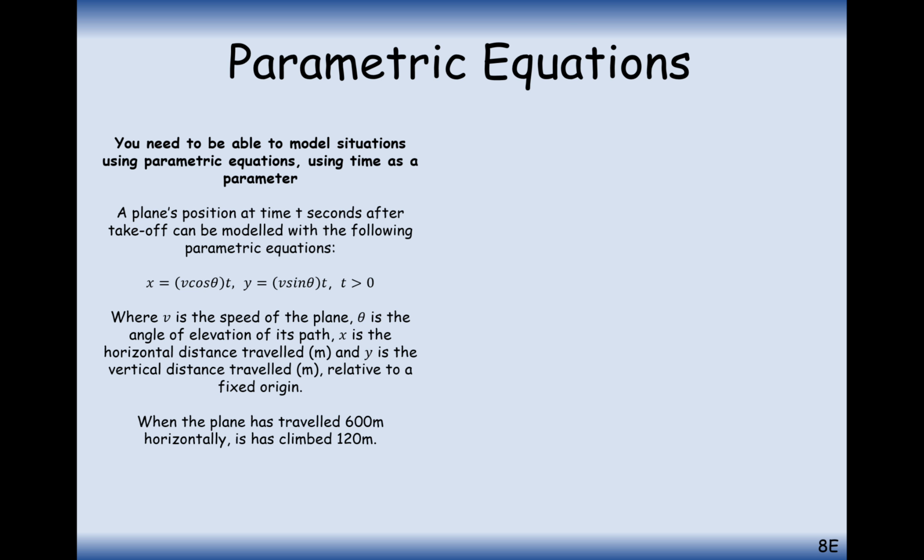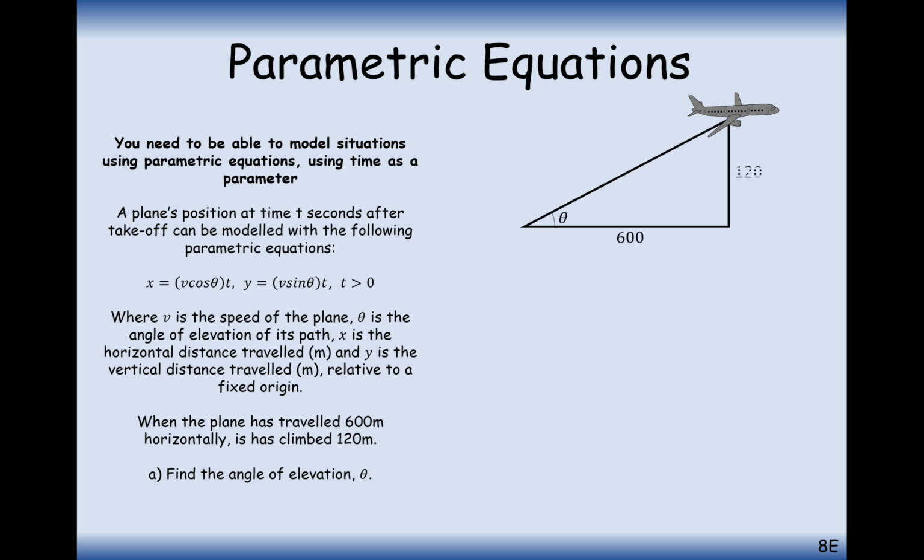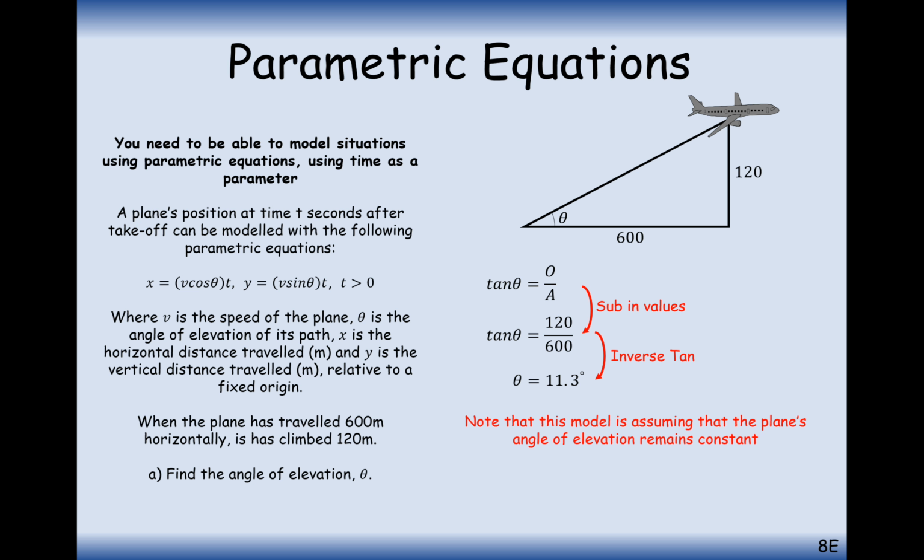When the plane has travelled 600 metres horizontally, it has climbed 120 metres, and the first part of this problem is to find the angle of elevation. Well, let's draw out a little diagram. We've got horizontal elevation of 600 and we've got vertical elevation of 120. So a little bit of right angle trigonometry here can give us tan minus 1 of 120 divided by 600. So we get 11.3.